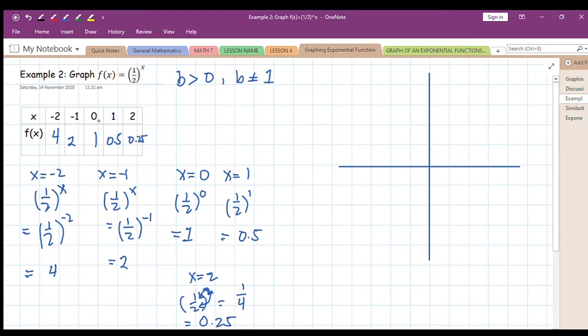And now we have the ordered pairs of negative 2, 4; negative 1, 2; 0, 1; 1, 0.5; and also 2, 0.25. We all know that our x here is this value and f of x is just the same as our y. So our y values here are 4, 2, 1, 0.5 and 0.25. Now, how are we going to graph those values?